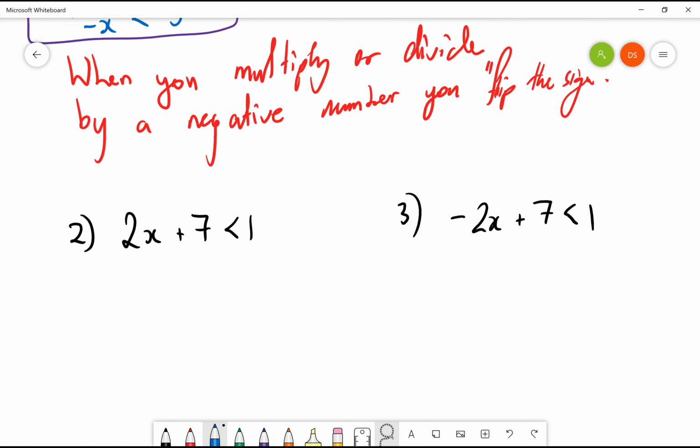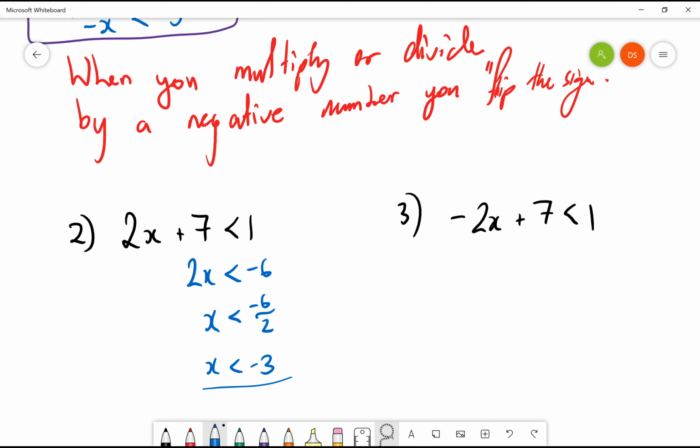Thank you, Michael. Yes, you're right. You only flip the sign on question 3. Let's see how that works out. I subtract 7. 1 minus 7 is negative 6. So I have a negative, but I'm not going to flip the sign because I'm not dividing or multiplying by a negative. But if I divide by 2, what's negative 6 divided by 2? That's negative 3.